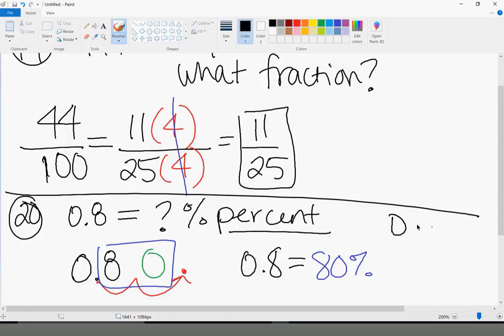So to go from decimal to percent and then percent to decimal, you move the decimal place 2 places. Now, if you're going decimal to percent, which would be left to right here, you will go 2 to the right. To go from percent to decimal, you will go 2 to the left. All right?